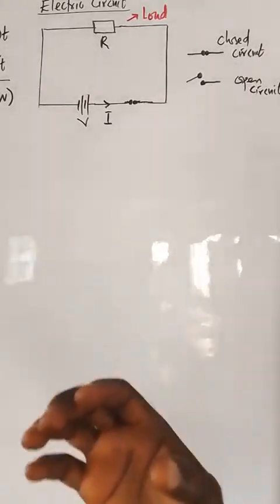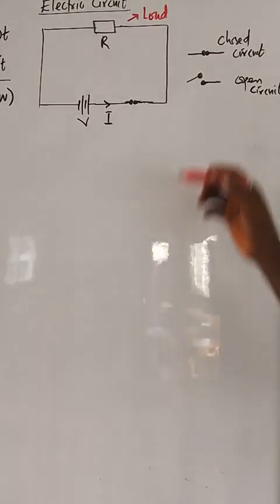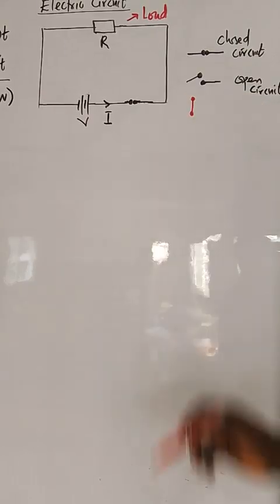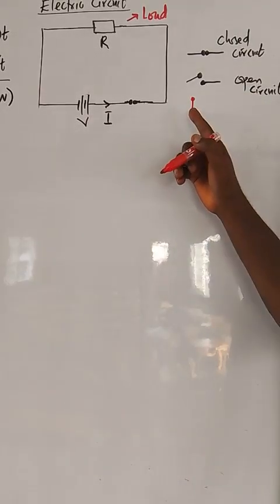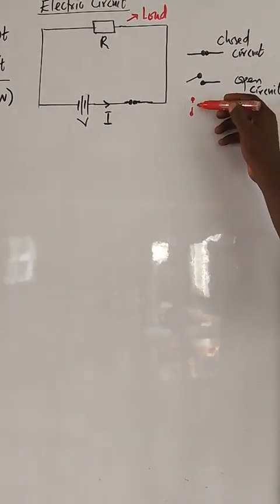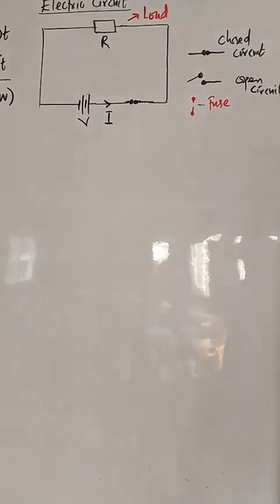When the current is beyond what is expected, the fuse is going to get burnt. It's like a conductor that is very fragile. So when the current is too much, it's going to melt. And when it melts, it breaks or is cut, it becomes an open circuit, and current will not flow into the building again. So that's the function of a fuse. But that is business for another day.